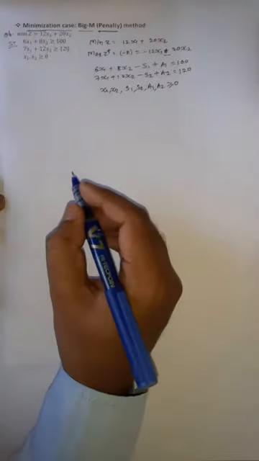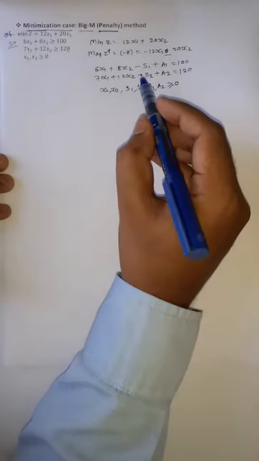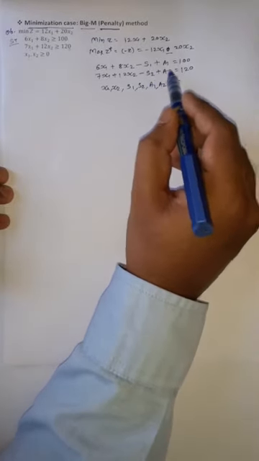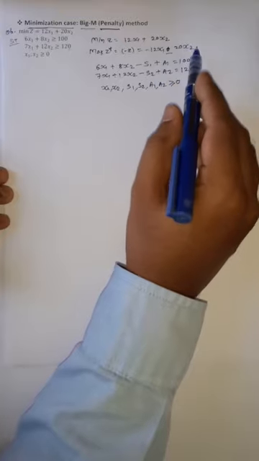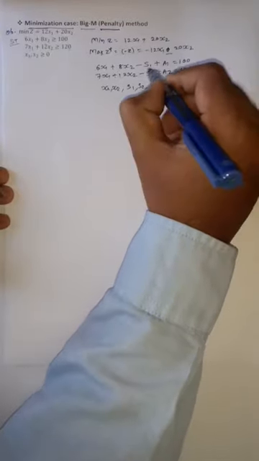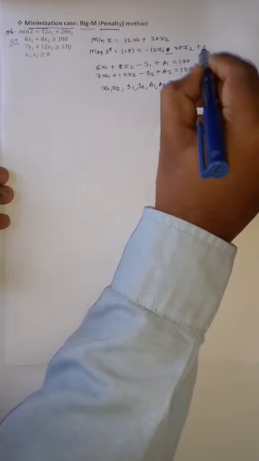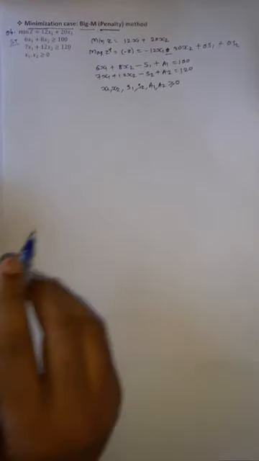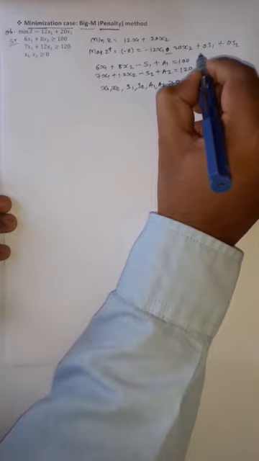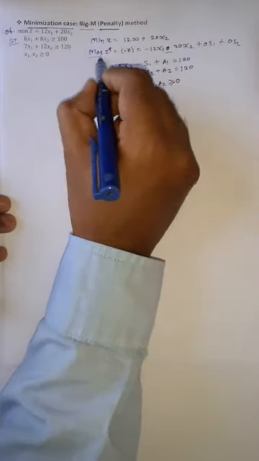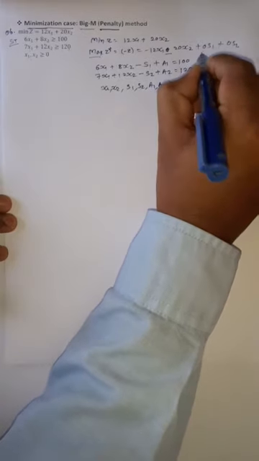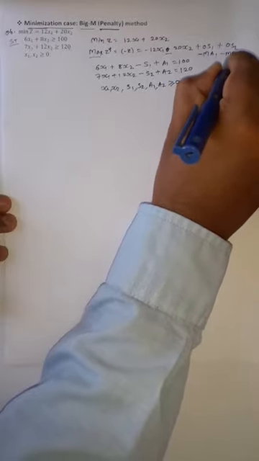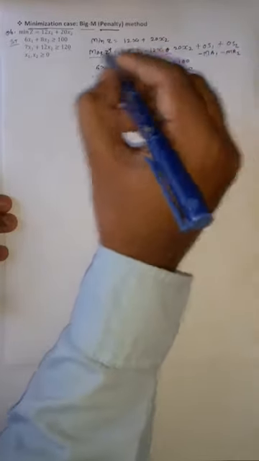Now, whatever surplus, slack and artificial variables we have identified, we must introduce into the objective function. Here both surplus variables are added with a 0 coefficient, 0s1 plus 0s2, and the two artificial variables are added or subtracted as per the given condition. If it is the maximization case, then you have to add these two artificial variables with a negative sign, minus MA1 minus MA2. Now what is this M? M is called a penalty.